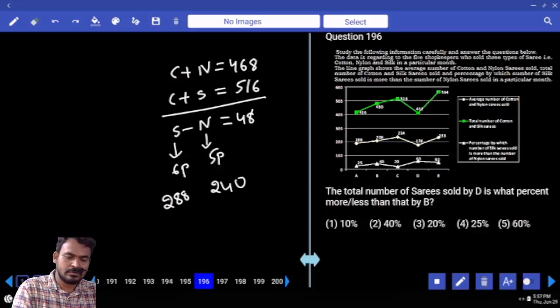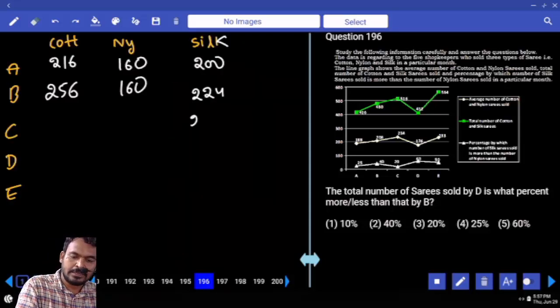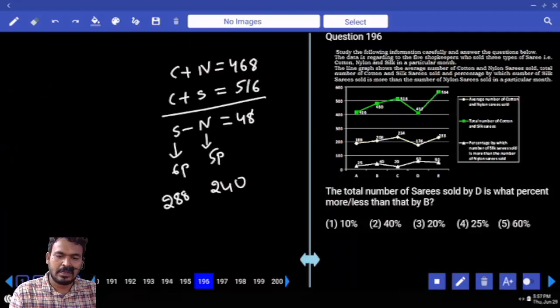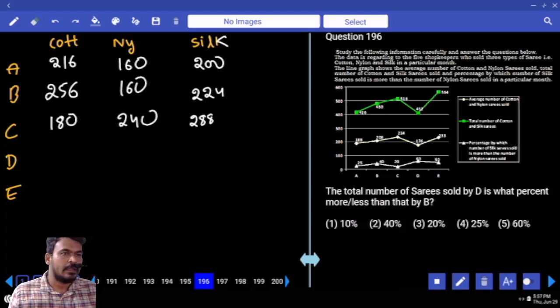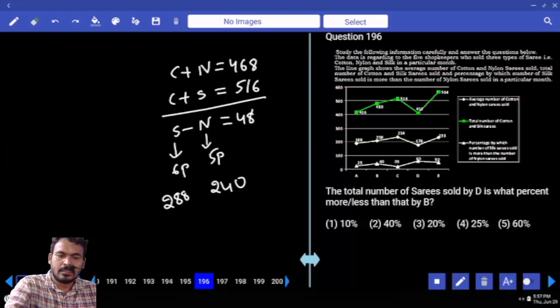Silk is how much? 288. Nylon 240. Next, cotton is 468 minus 288, that will be 180. Next, what is the D?